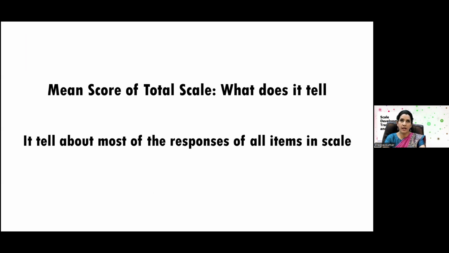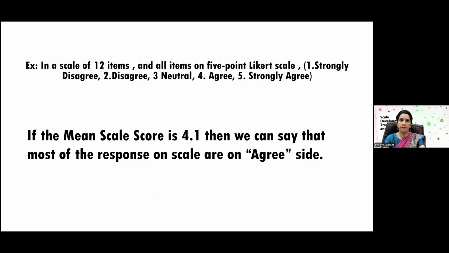So what do you understand by the mean score of the total scale? The mean score of the total scale tells about the approximate response to all items in a scale. If in a scale there are 12 items on a 5-point Likert scale, where one is strongly disagree to five strongly agree, and the mean score is 4.1, can you say that most of the responses on the scale are on the agree side? Can you say that?